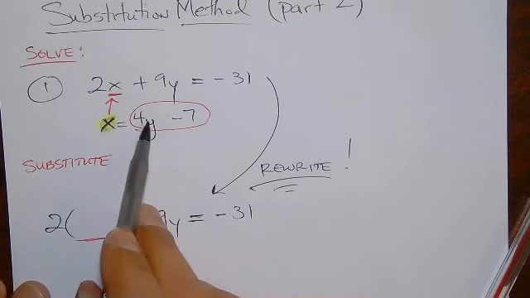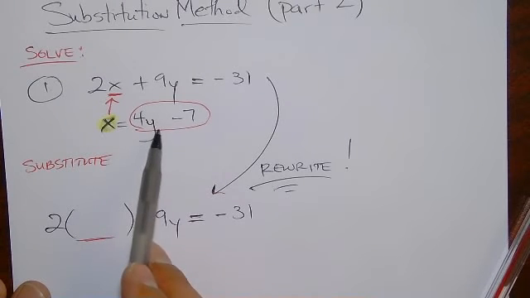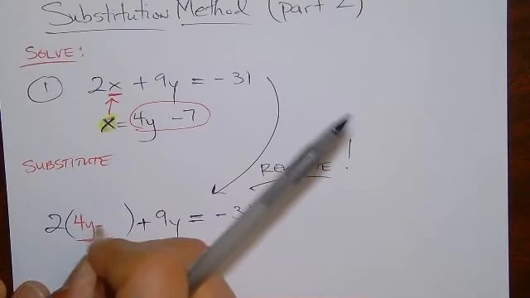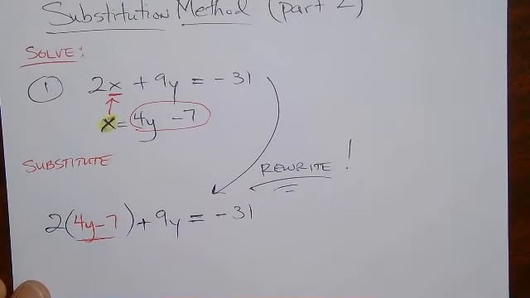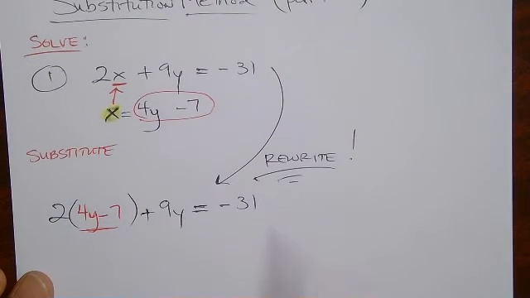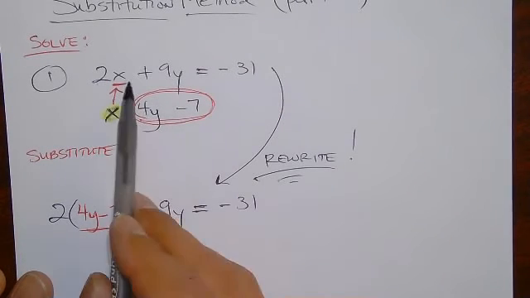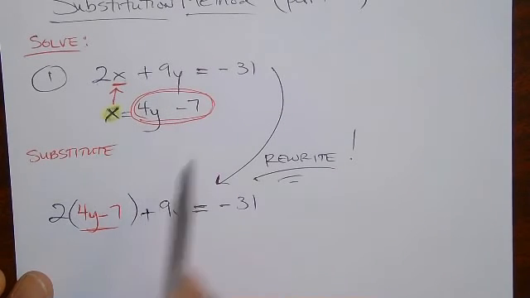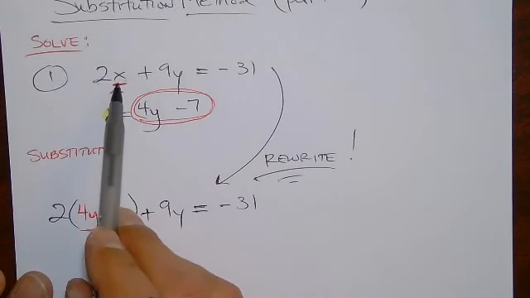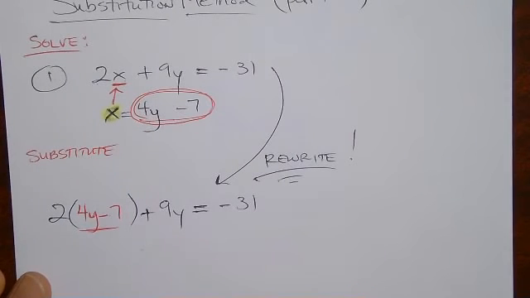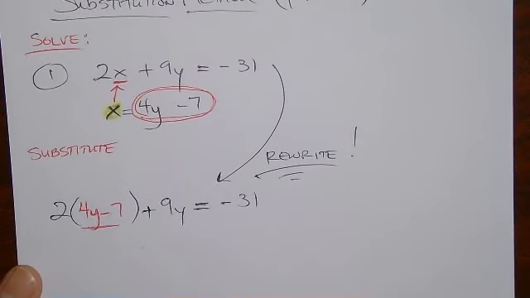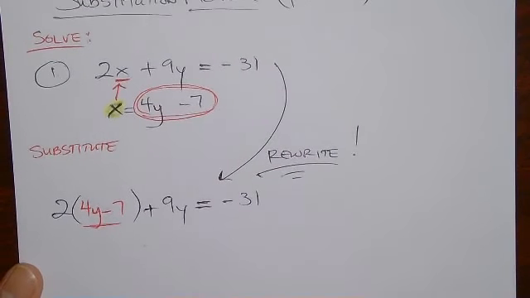When I substitute for x right there, does everybody agree I write the 4y minus 7? Here it's 2 times x, but x is this expression now, 4y minus 7. So when I rewrite this, I copy it all the same, but instead of x, I write this part. Everybody got that? That's the toughest part, just making sure you substitute it correctly.